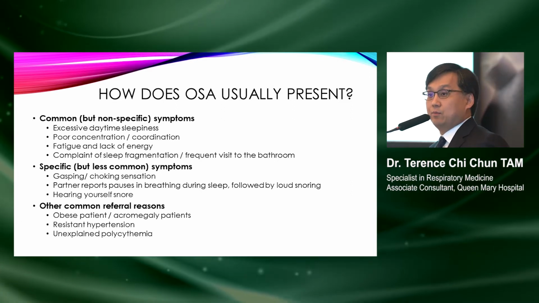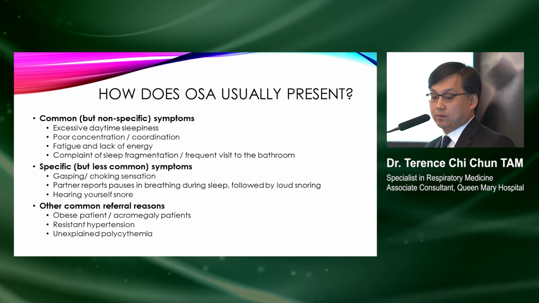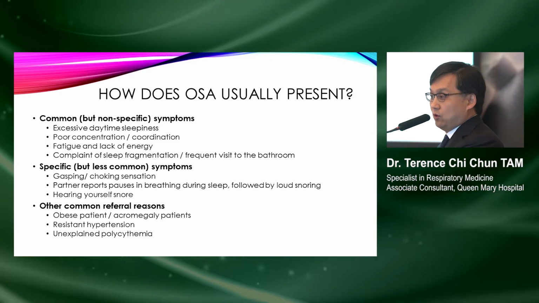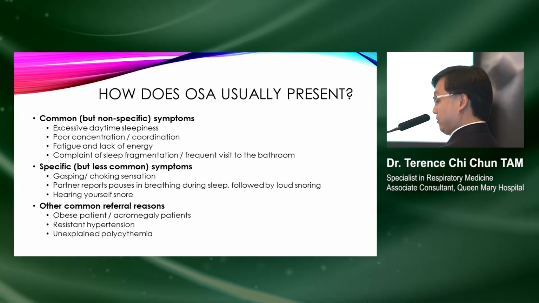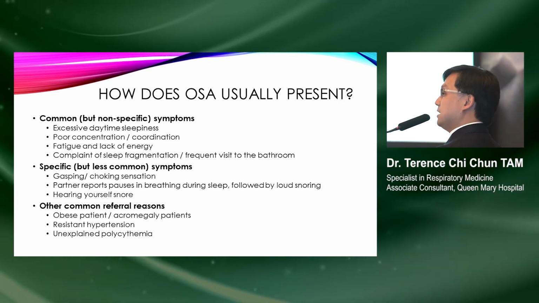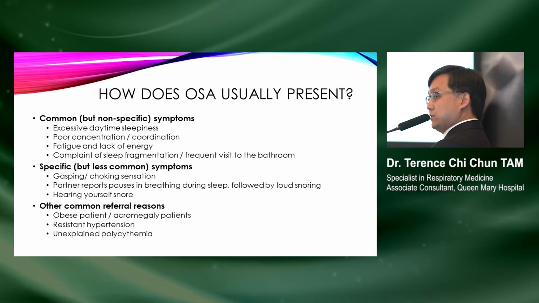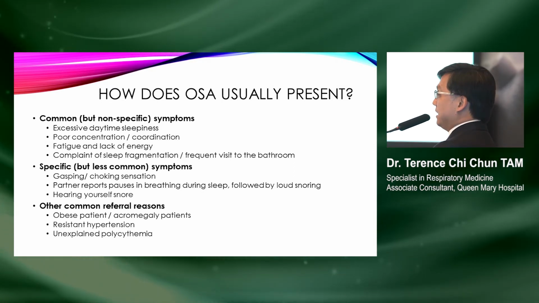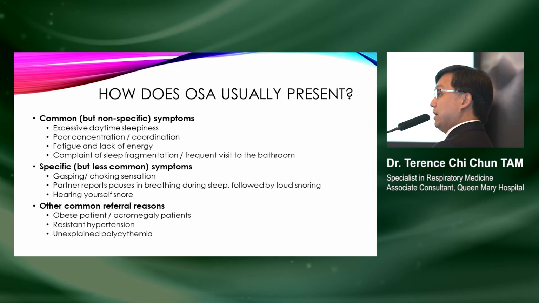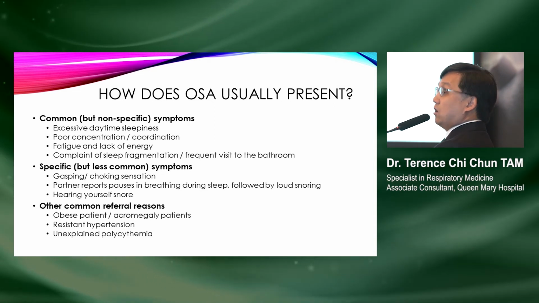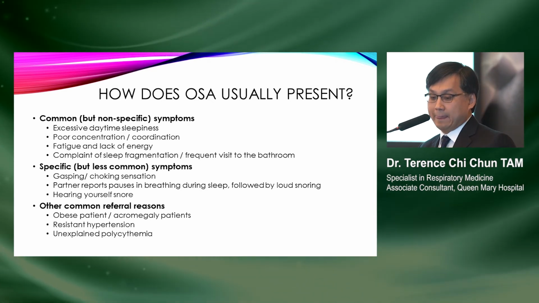Another source of referral for workup for obstructive sleep apnea is for obese patients, patients that are acromegalic, or patients with resistant hypertension or polycythemia that have gone through the first level of workup, so to speak, and they couldn't really find out why, and the referring physician wants to know whether obstructive sleep apnea is the cause of their problems.